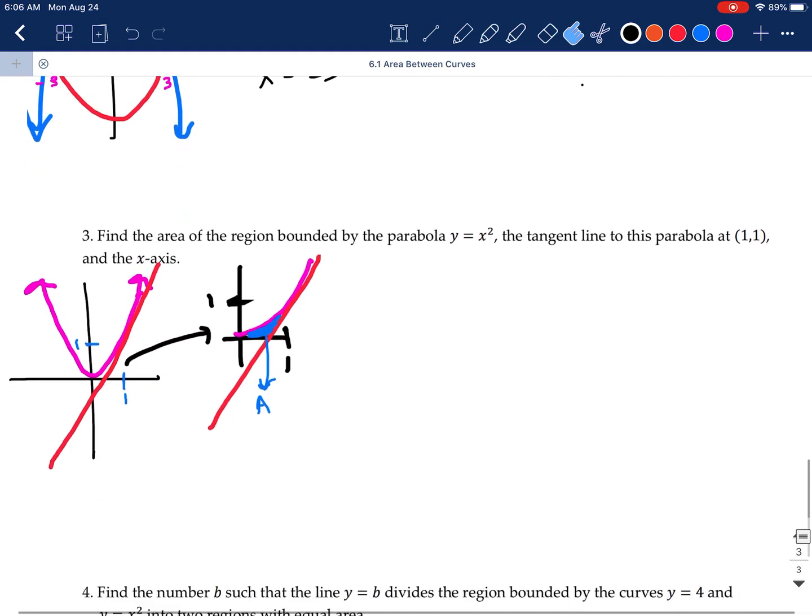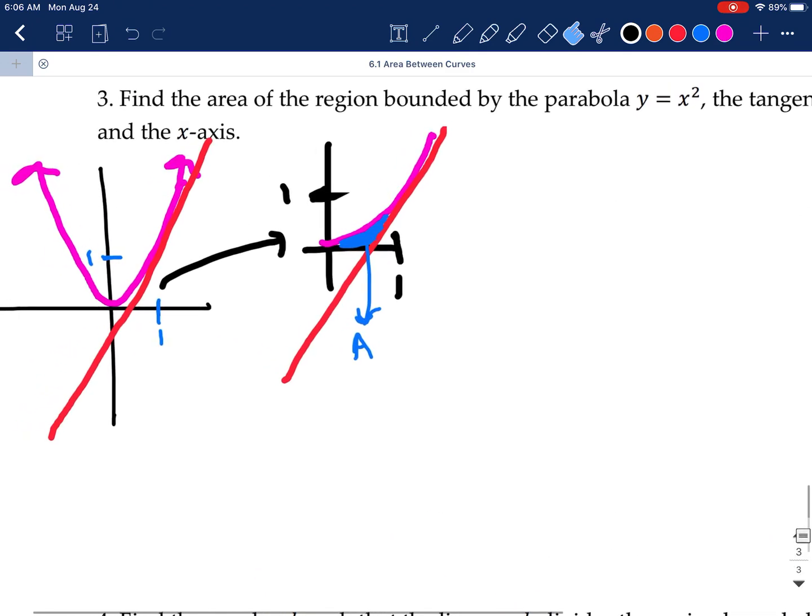For number 3, we've got another parabola, and then we're going to bound it by its tangent line at 1, 1. So I drew a picture on the left here, but it's kind of hard to see the region, so I tried to zoom in a little bit there. So it's that little sliver of space. But we can definitely see that the tangent line will be below the graph, and we're bounded by the x-axis. So it is definitely important to remember the boundary points.